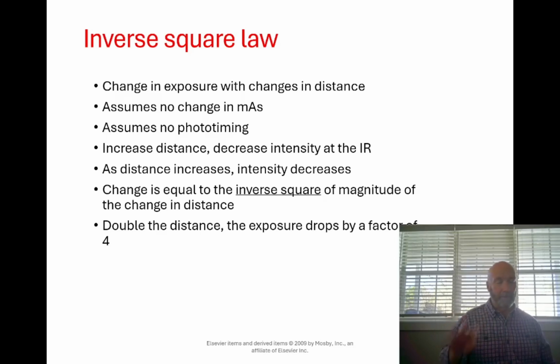Well, I'm sorry, I'm getting ahead of myself. The exposure in the area would decrease by a factor of 4, so it will be equivalent to 1 mAs in that exposure. So increased distance decreases intensity at the image receptor, but it's the square of the change in distance. So if you double your distance every single time, the exposure in that area would drop by a factor of 4. So how do you use this?